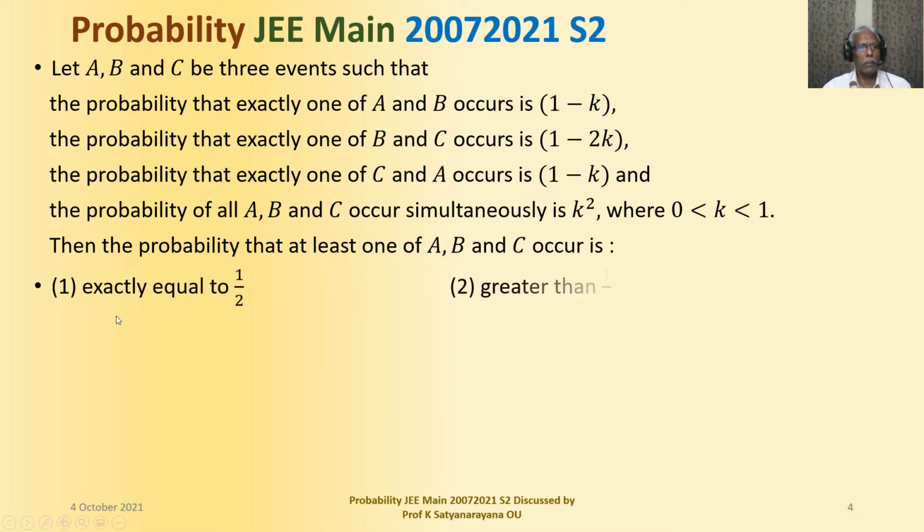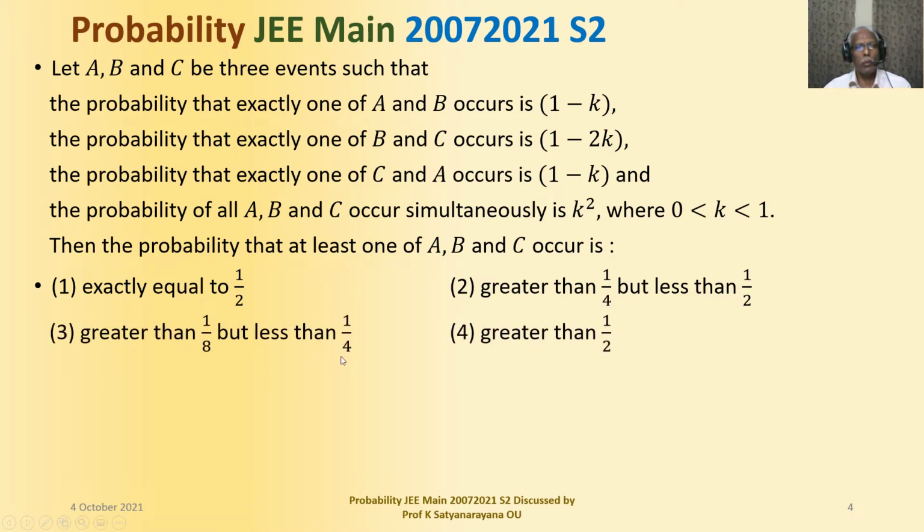the four options are given. The first option says exactly equal to 1 by 2. The second option, greater than 1 by 4 but less than 1 by 2. Third option, greater than 1 by 8 but less than 1 by 4. The fourth option, greater than 1 by 2.